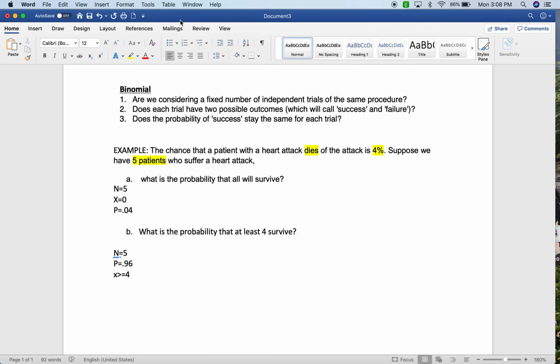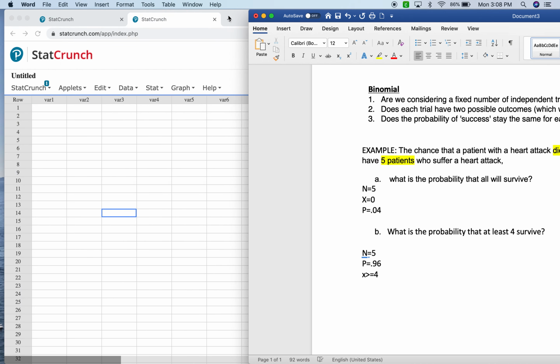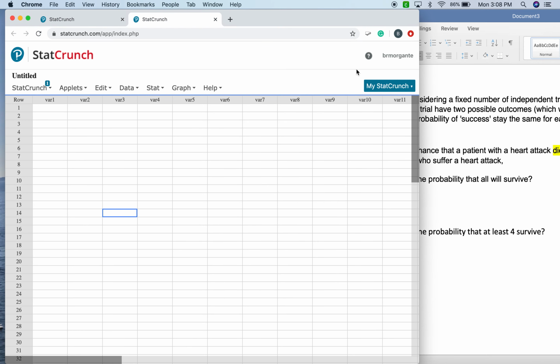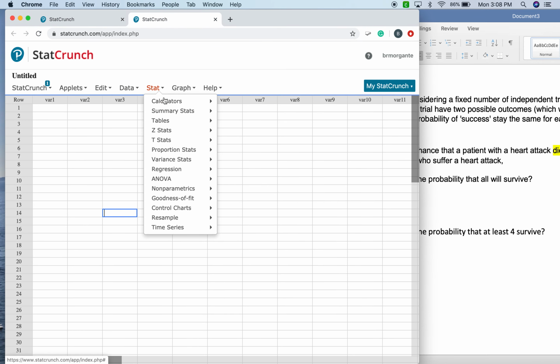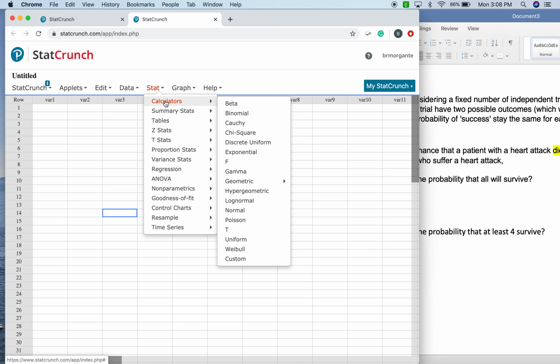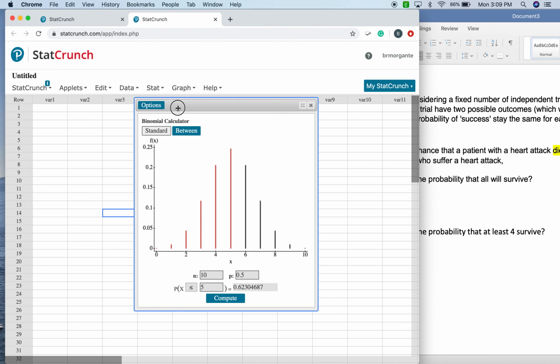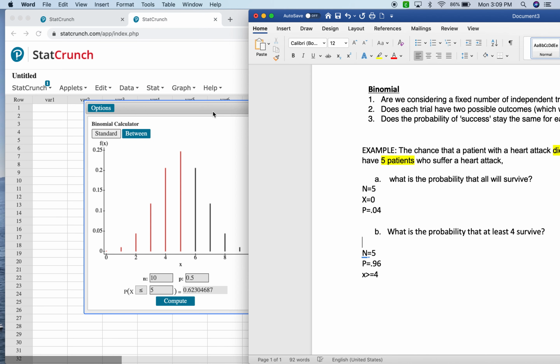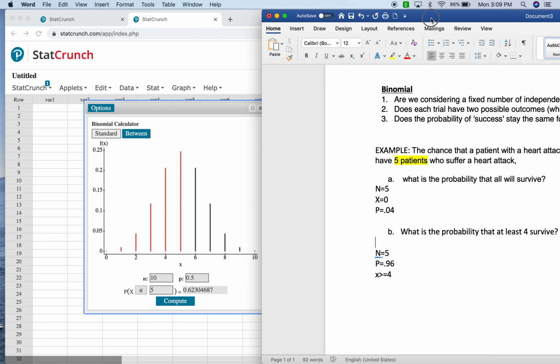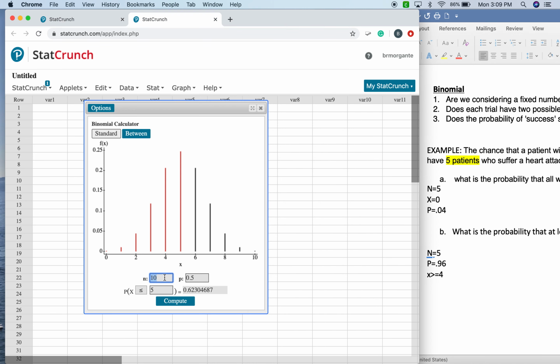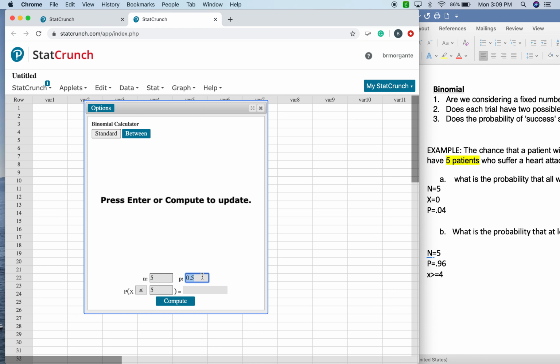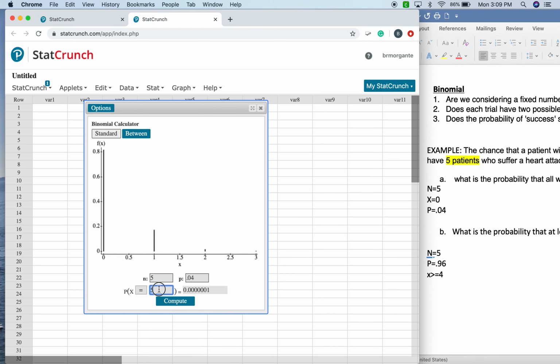So now we're going to go into StatCrunch. Here we have just a blank StatCrunch, and what you're going to do is go into Stat and Calculators. This is a binomial problem, so we'll click on Binomial. Now we're just going to insert our numbers. We have n was 5, our p was 0.04, and we wanted exactly none to die, so equals 0. And that gives us our probability.